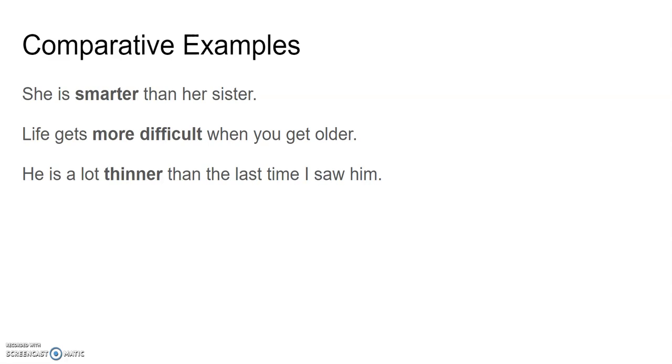She is smarter than my sister or than her sister. Life gets more difficult when you get older. He is a lot thinner than the last time I saw him. So again guys, comparative, we're talking about two things. We're comparing them, right? In this case, she and her sister. Life gets more difficult when you get older. So we're comparing life when you're younger to life when you're older. And he is a lot thinner than the last time I saw him. We're comparing him now to him when I last saw him, so sometime in the past.